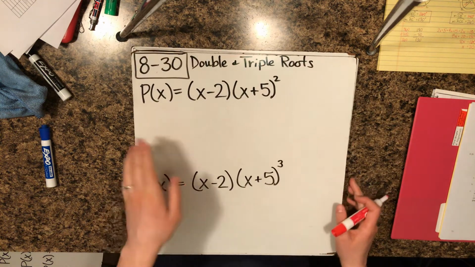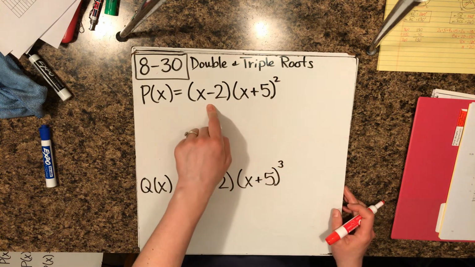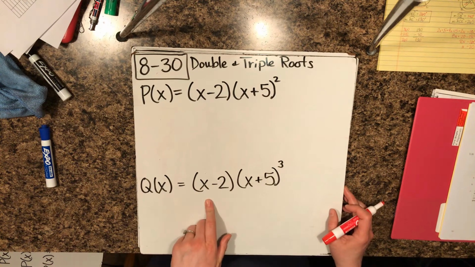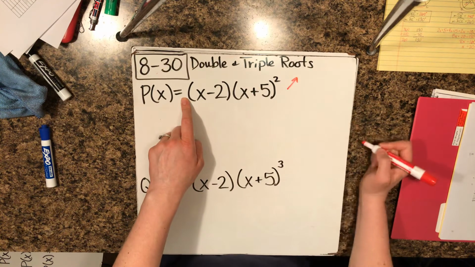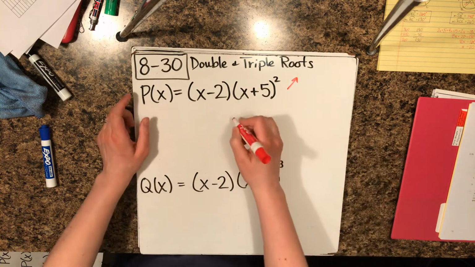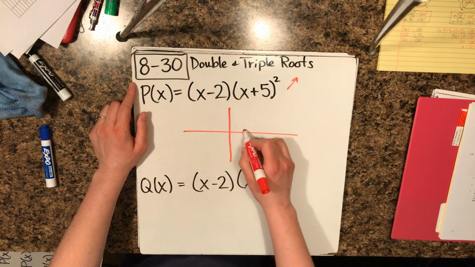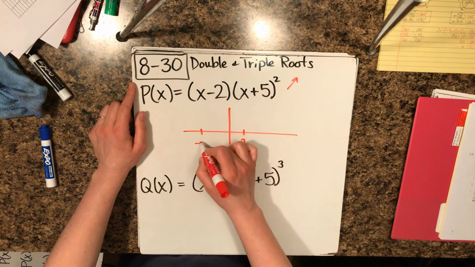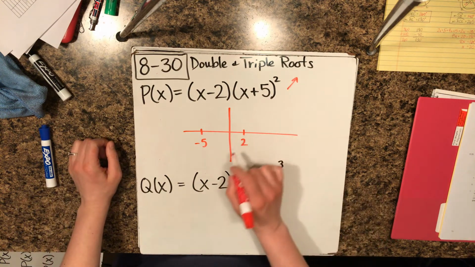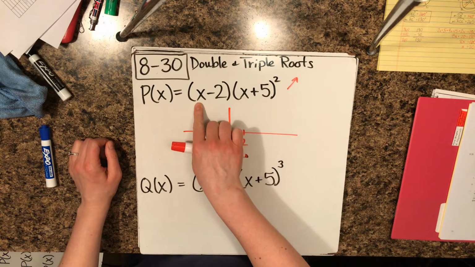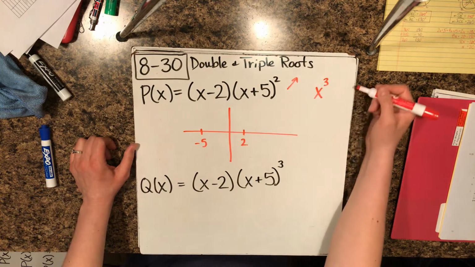is, well, what if in an equation we have something squared with another factor, or something cubed with another factor? So remember, this is a positive orientation, so we know on the right side it has to go upwards. We know that it's going to cross the x-axis twice, or have two x-intercepts. One's going to be at positive 2, one's going to be at negative 5. But at negative 5, it's going to be a bounce. At positive 2, it's going to go right on through. There's 1 x. There's 2 x's. X times x squared.